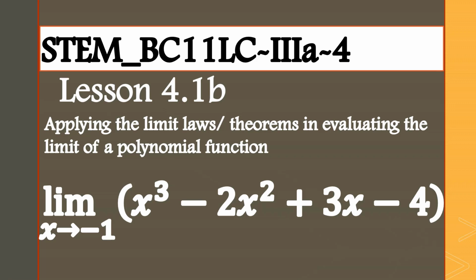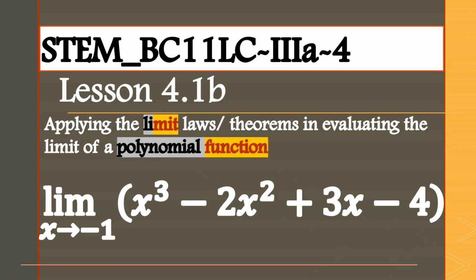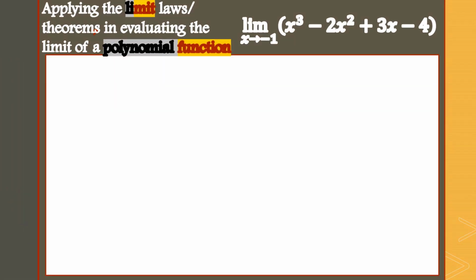Now we are going to apply the limit theorems for this given polynomial function. Considering the given expression here, we have the limit of the polynomial function x cubed minus 2x squared plus 3x minus 4, and we are going to solve the limit for that as x approaches -1.